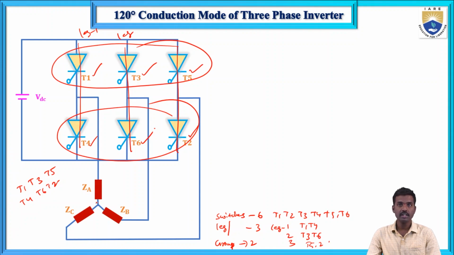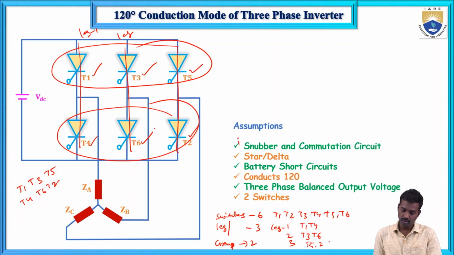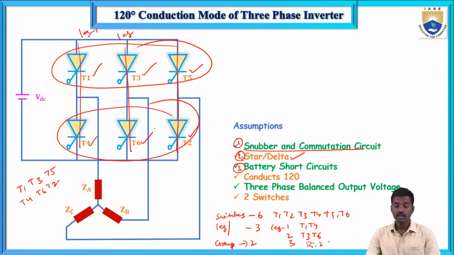Here we have a total of 6 assumptions. The first assumption: the snubber circuit and commutation circuit for the thyristor switch SCR. For simplicity, these circuits should be omitted. And next, the load may be either star or delta, balanced star or delta. This is the first, this is the second, and this is the third assumption.